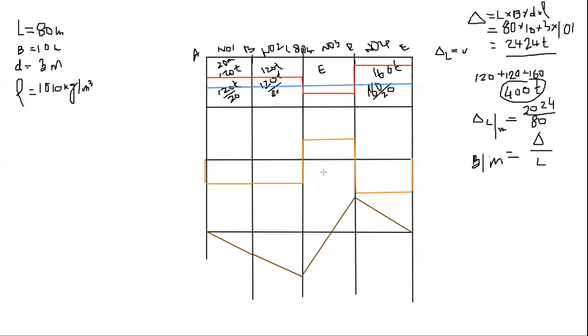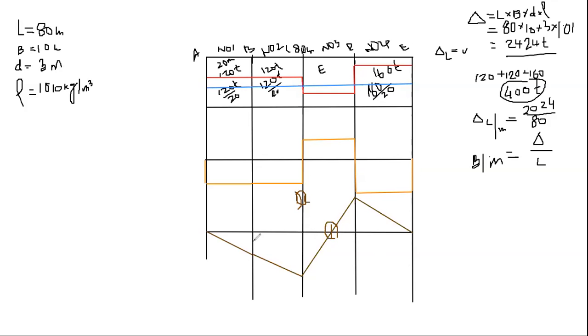Now this is the midship. If you say this is our midship, then the shear force is 0. Why are we concerned about this? When the shear force changes from negative to positive or positive to negative, the bending moment will be maximum. It means we need to find out where it is.